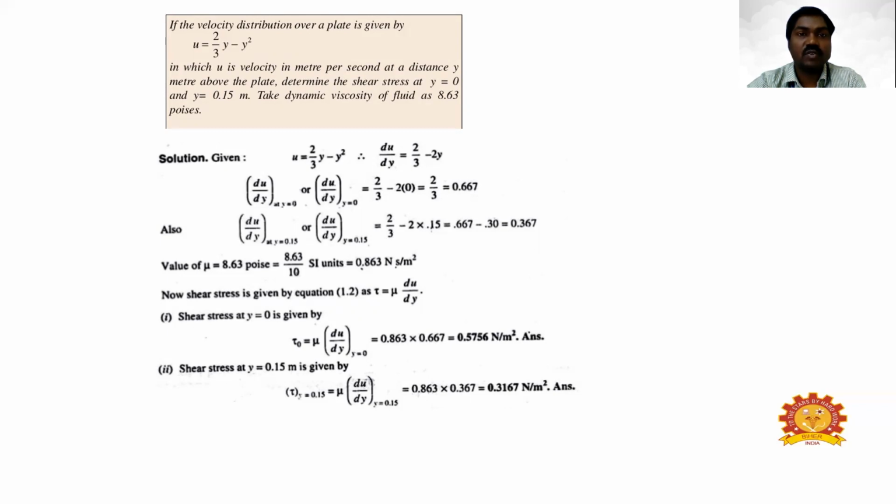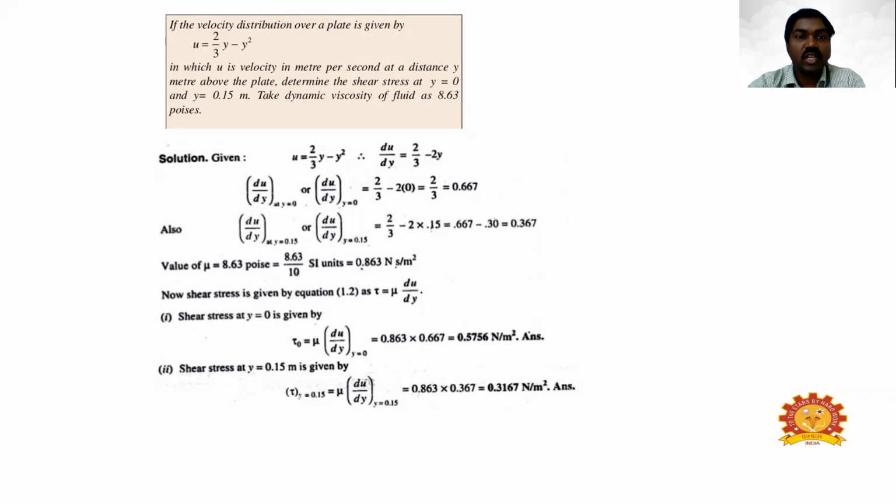So now the given value is u equals 2 by 3 y minus y square. We have to differentiate it. We will get du by dy equals 2 by 3 minus 2y. First it is given as 0, and another y given is 0.15, the distance. For both we are going to calculate here. First for y equals 0: 2 by 3 minus 2 into 0, 2 by 3, you will get 0.667.